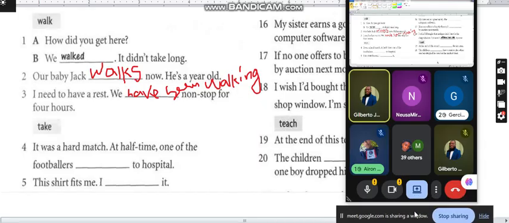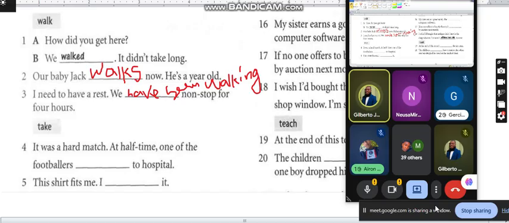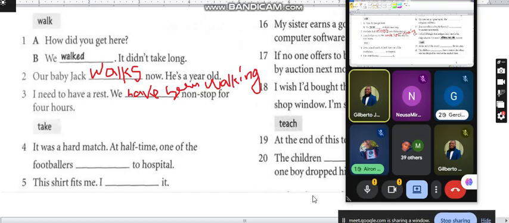Jefferson, your hand is on the screen. We don't know if you raised it intentionally or it was from the previous contribution. So sorry, I was talking, but my mic was off.